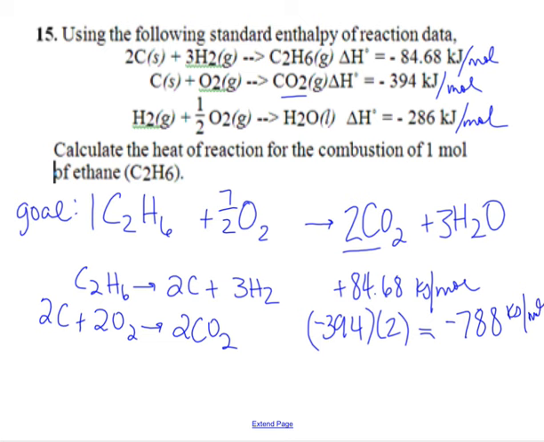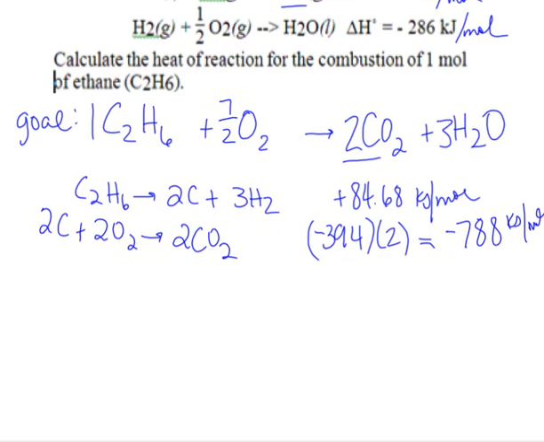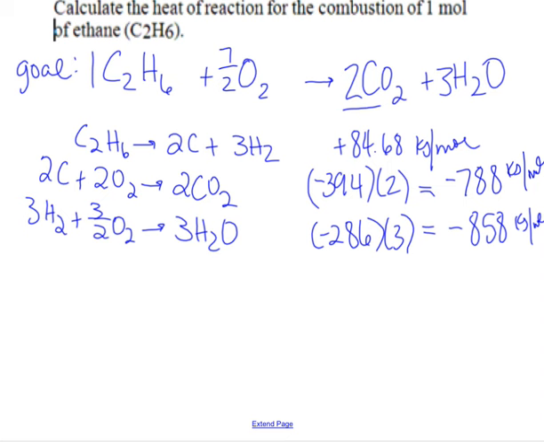All right. And now that final equation, anything of interest there? What's my main thing I'm looking at? H2Os, but we need 3 product H2Os. So I'm going to multiply by 3, so I get 3 H2s plus 3 halves O2 gives me 3 waters. So I'm going to take my negative 286 and multiply it by 3 as well. Negative 858 kilojoules per mole.